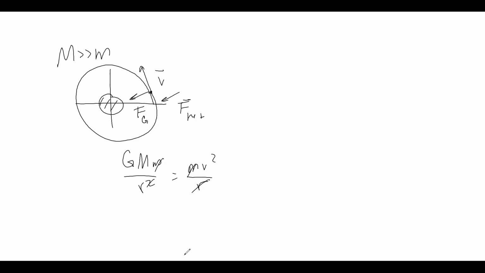Solving for v, taking the square root, we get that v orbit is the square root of G big M over R. So evidently the orbital speed of a satellite around a large massive object only depends on the size of the massive object and the particle's distance. Notice that it doesn't depend on the mass of the satellite. And that's an important point, because that means any object of any mass is going at the same speed.